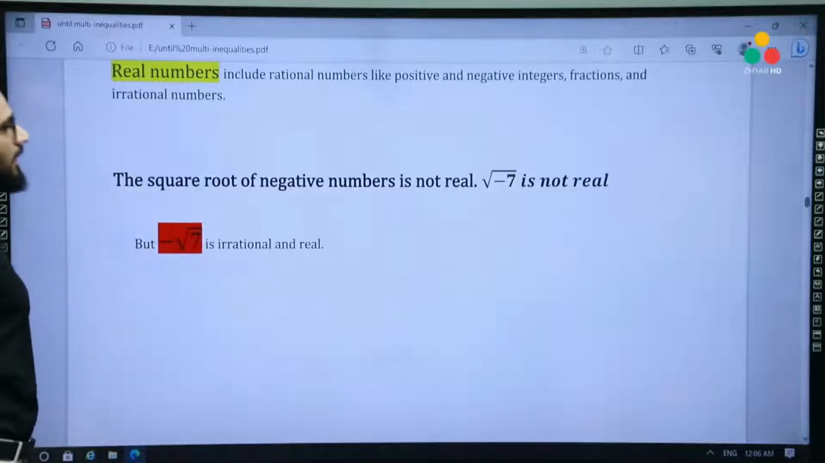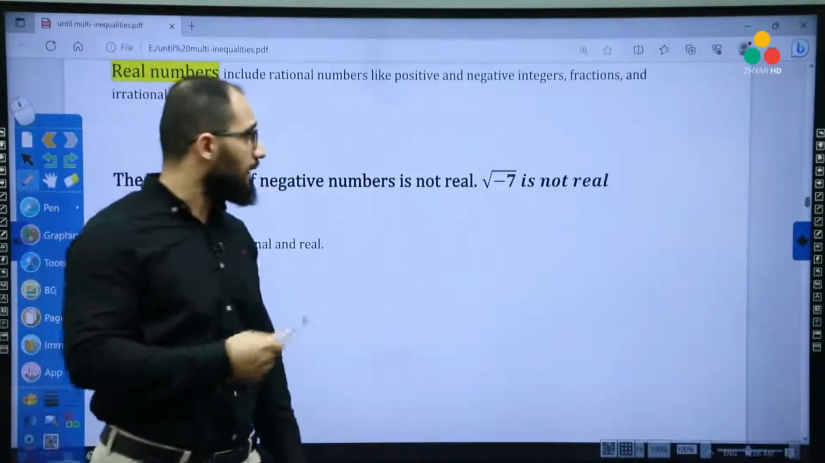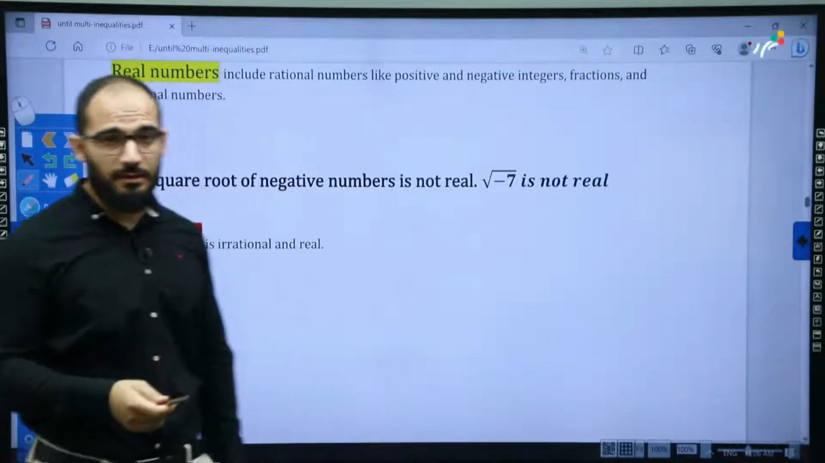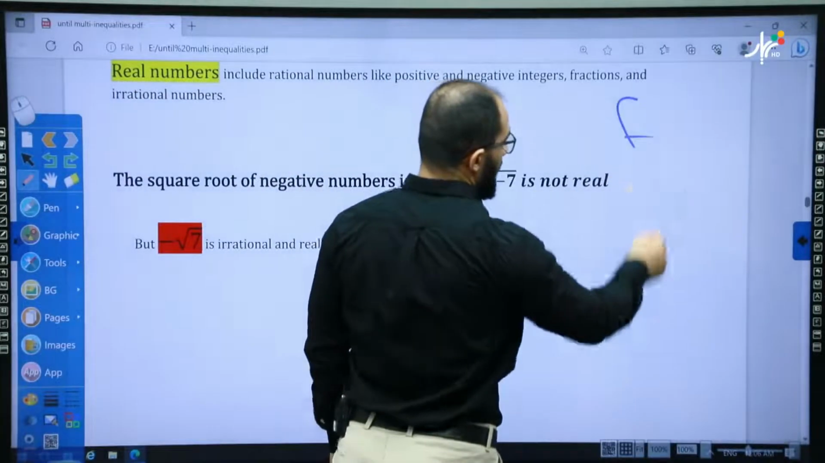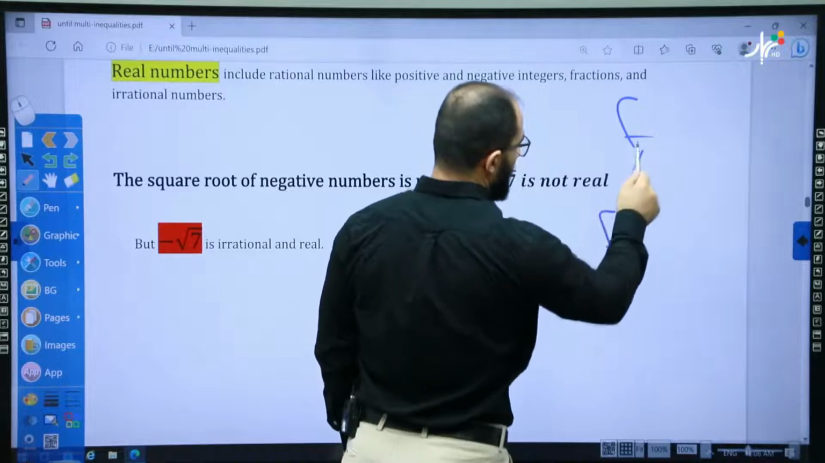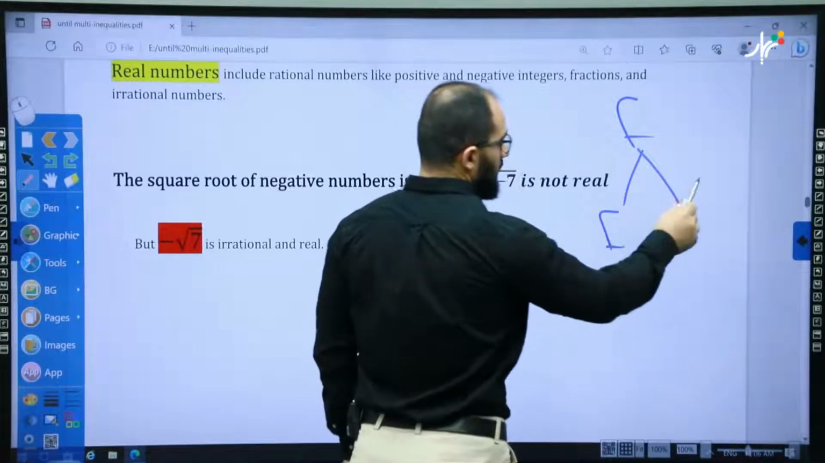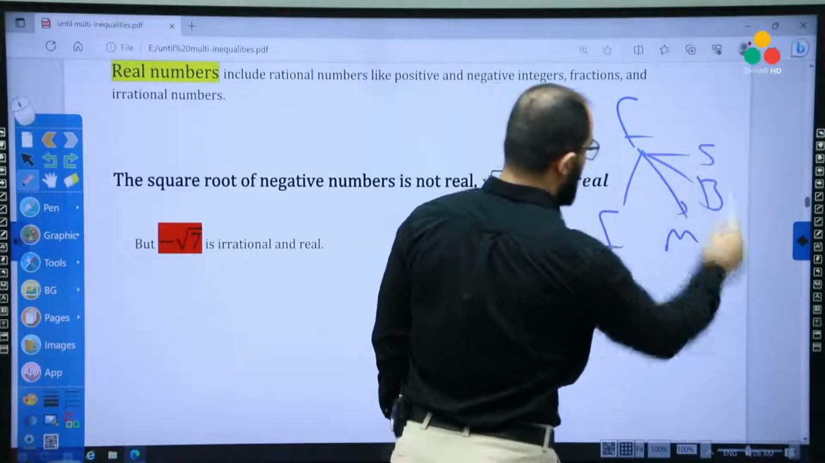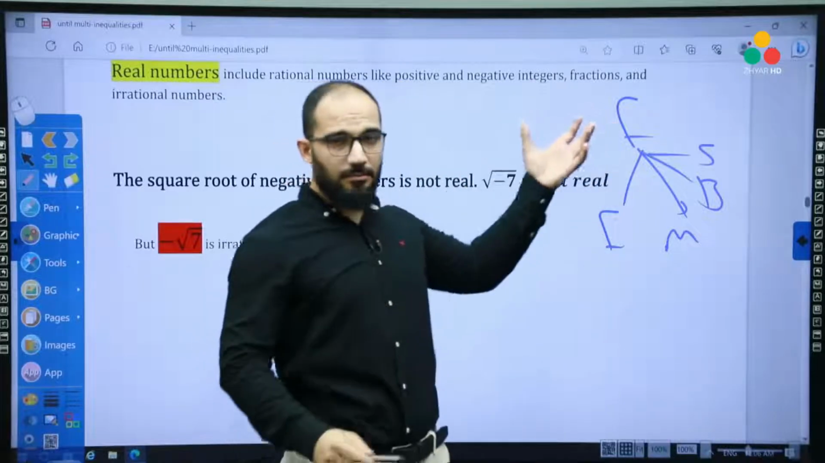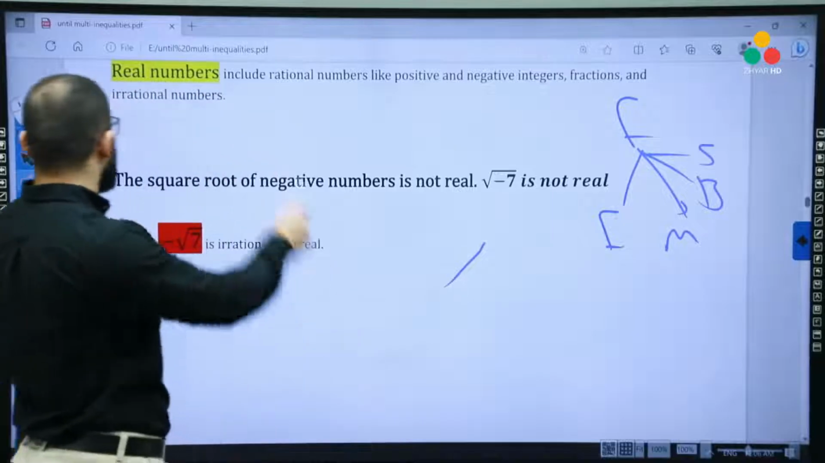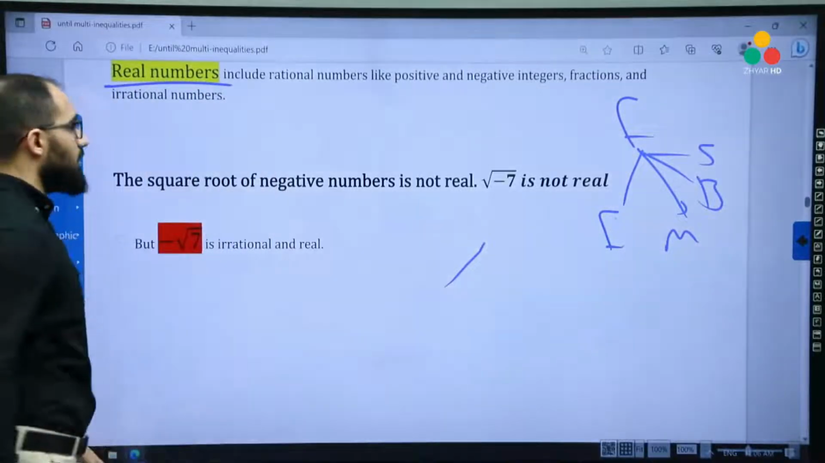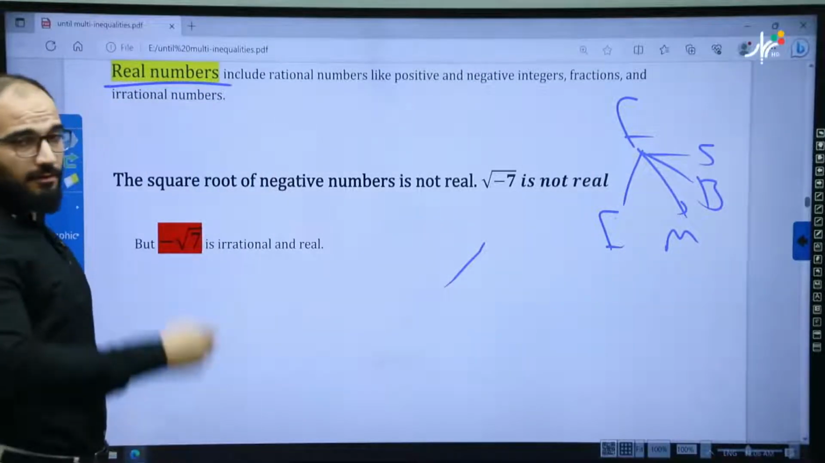And the last set of numbers that we have is real numbers. If you remember, in the beginning of the class, I gave you an example about family. We said that a family includes father, mother, brother, and sister. So family is the big picture, the big graph, and so on, for real numbers is the big family.